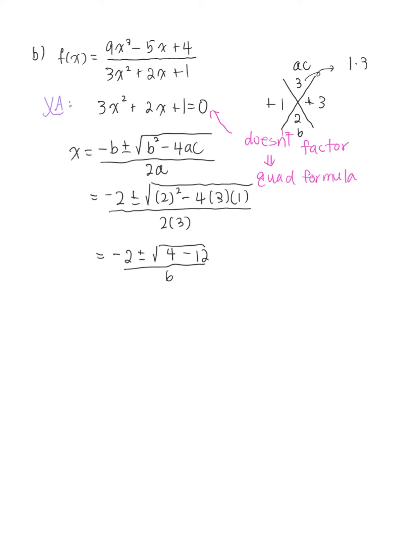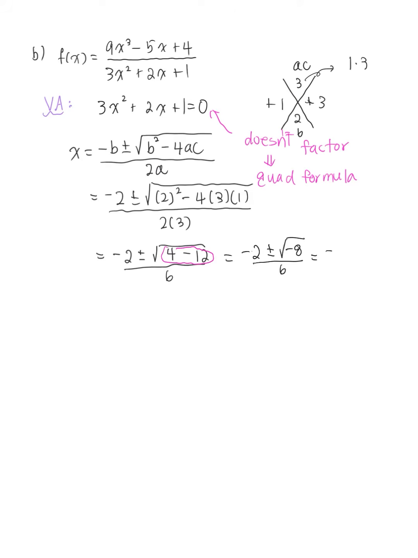Now look at the discriminant. We have 4 minus 12. So do you see that we're going to get a negative value inside the square root? So there is no real solution to that equation. Let me just clean this up a little bit. Let me just finish this. So here you're going to have negative 2 plus or minus the square root of negative 8, whole thing divided by 6.